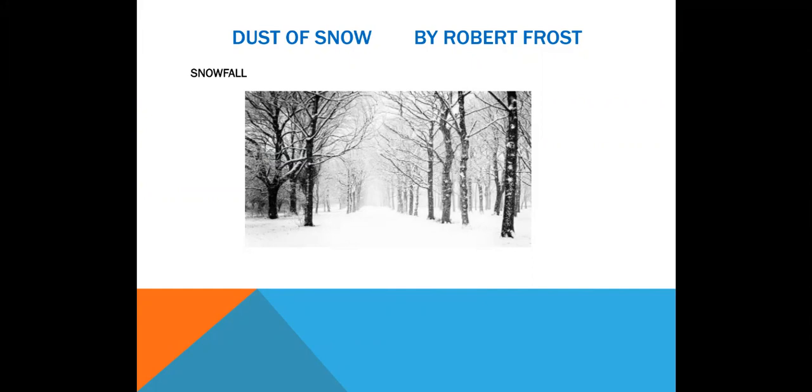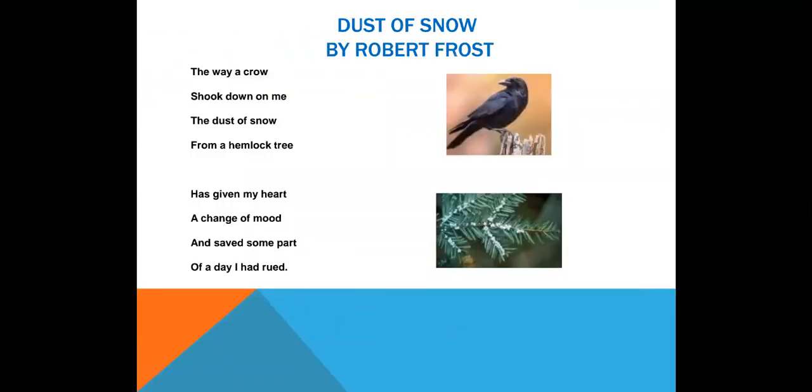Though it is a very small poem, it has a deeper meaning. We will discuss the meanings, the messages that the poet wants to give through this poem. This is the poem which is reflected on the screen right now. The poem says, "The way a crow shook down on me the dust of snow from a hemlock tree has given my heart a change of mood and saved some part of a day I had rued."